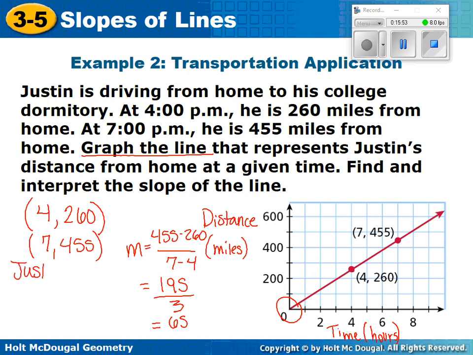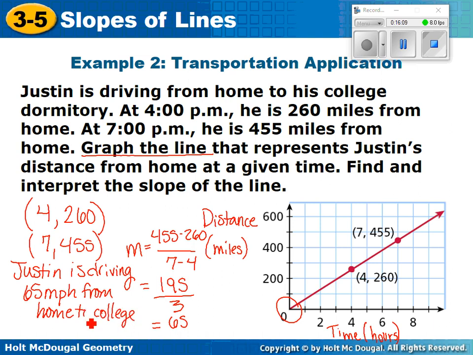Justin is driving 65 miles per hour from home to college. Does that make sense? Any questions?